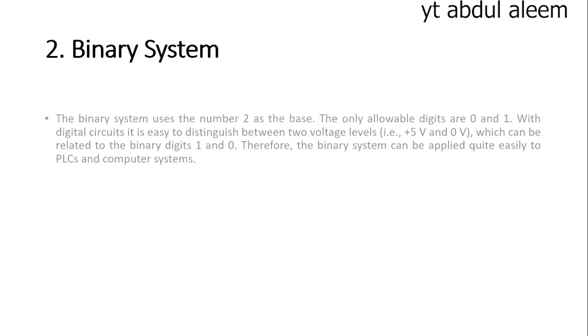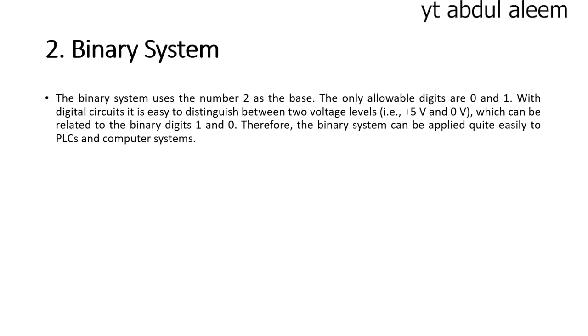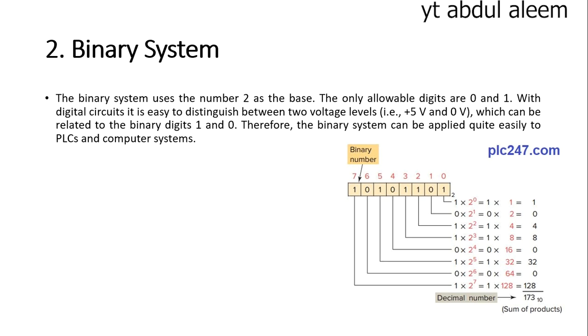Binary system. The binary system uses the number 2 as the base. The only allowable digits are 0 and 1. With digital circuits it is easy to distinguish between two voltage levels, i.e., plus 5V and 0V, which can be related to the binary digits 1 and 0. Therefore, the binary system can be applied quite easily to PLCs and computer systems. In this picture you can see the binary system.